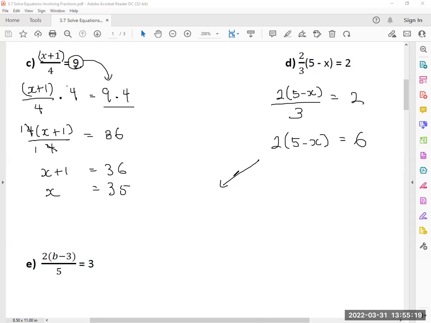I'm going to divide both sides by 2, giving me 5 minus x equals 3. And then to get x all alone, I'm going to subtract 5 from both sides. 3 minus 5, that's a -2. And of course, x right now is being multiplied with a -1. So divide both sides by -1. This becomes x equals 2. That's my final answer.